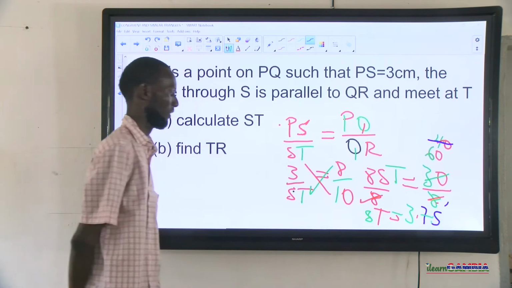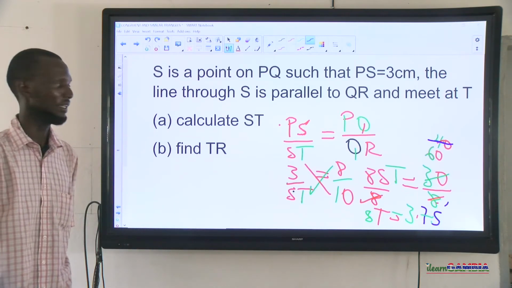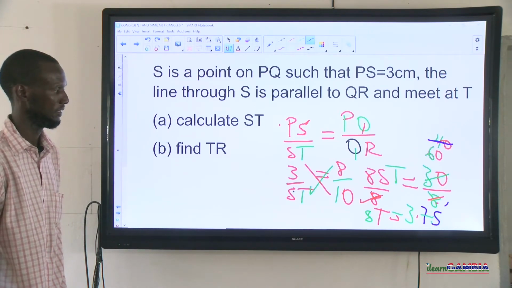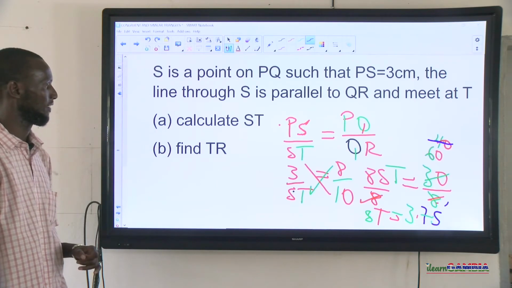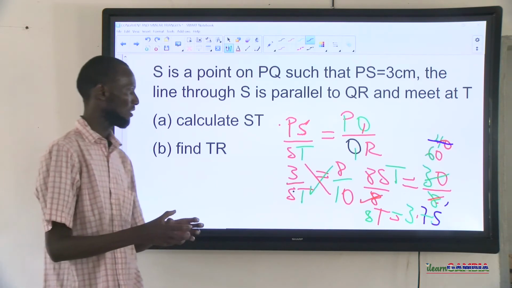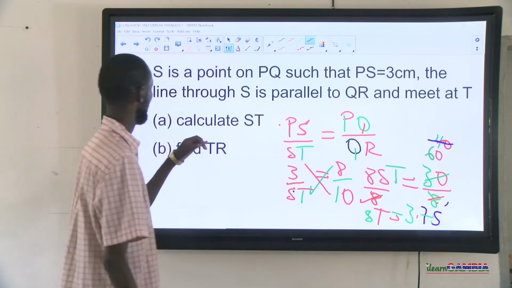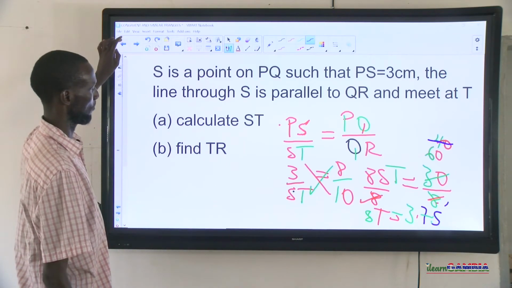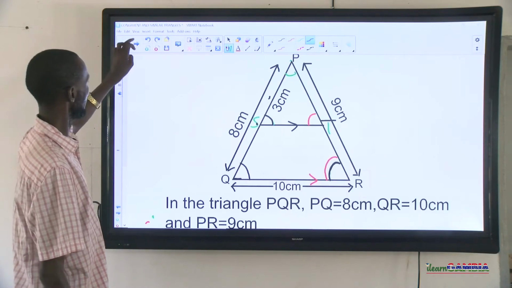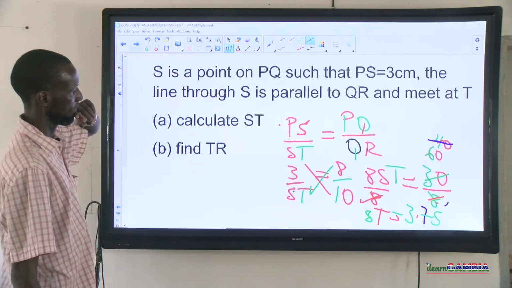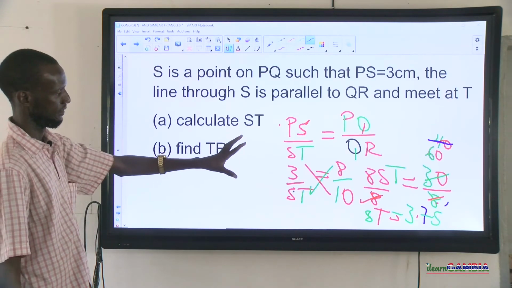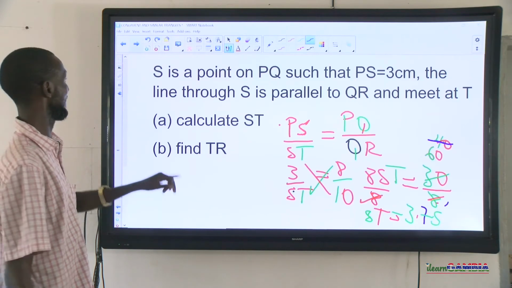So, therefore, ST becomes 3.75. That's the length of ST. And we can do the same kind of analysis to try to find TR. If you go back to our diagram and see what we can do to find TR. Okay, because now we have done this already, and that's the solution for ST.